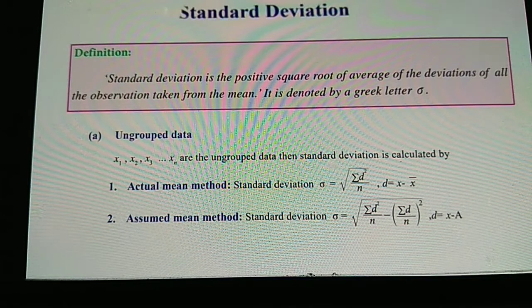The next one, standard deviation. The standard deviation is the positive square root of the average of the squared deviations of all the observations taken from the mean. It is denoted by the Greek letter sigma. For ungrouped data x1, x2, x3, up to xn, the standard deviation is calculated by the first method, the actual mean.